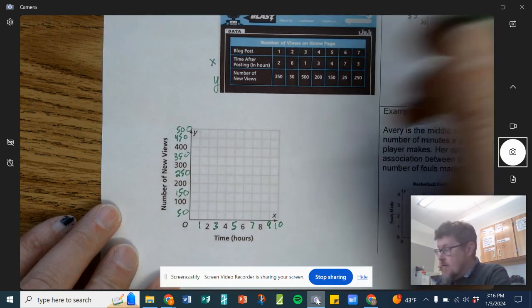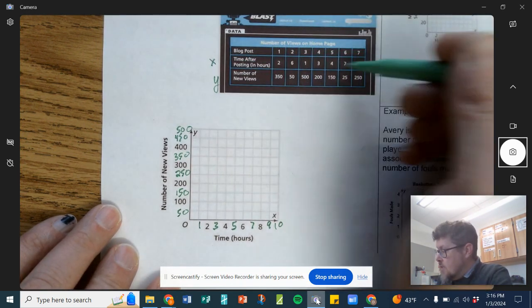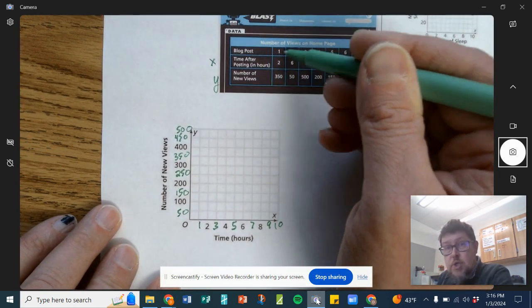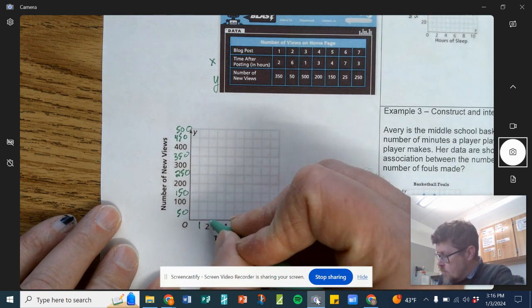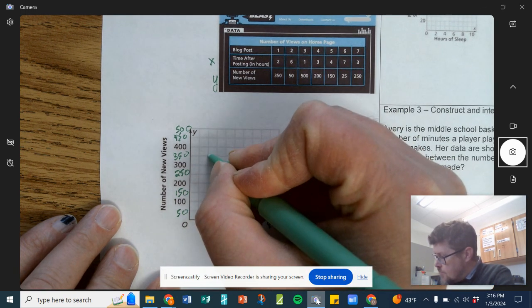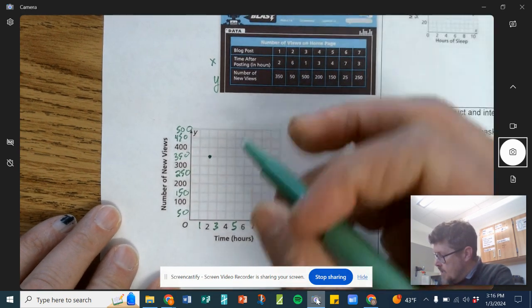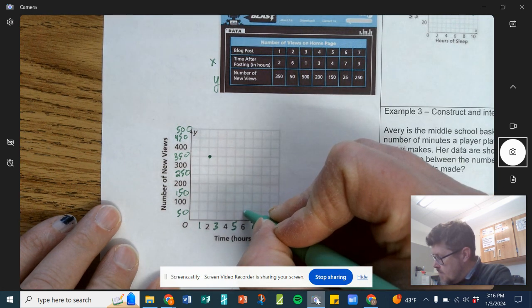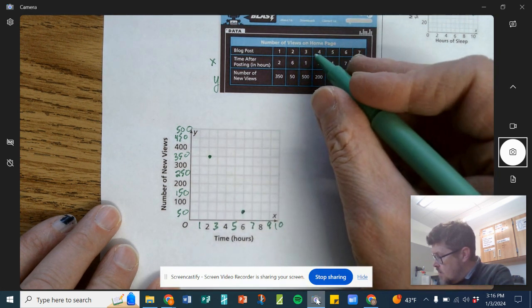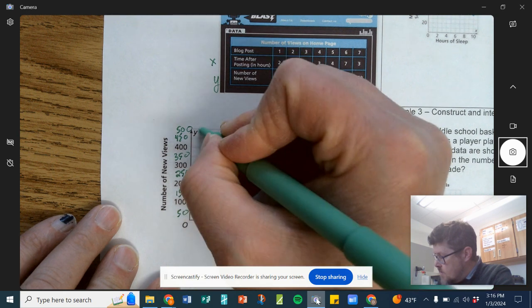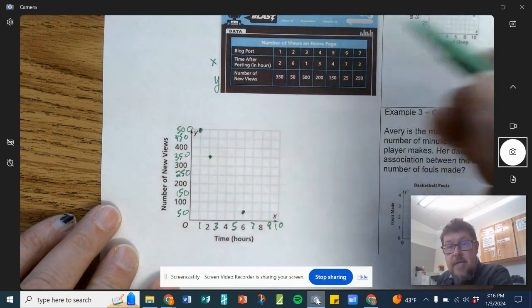Okay, so we find our x-axis, our x values here, our y values here. Our first point is this 350. So we go over 2 up to 350, right there. 6 and 50, so 6 and 50 right there. 1 and 500, that's the highest one right there. Basically 1 hour after posting, she's getting 500 views.